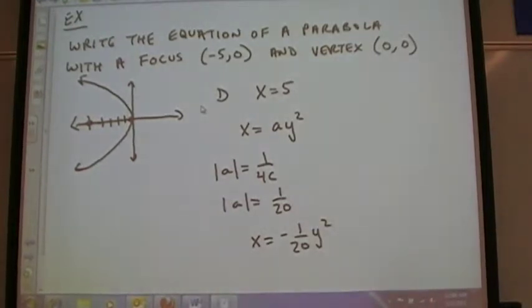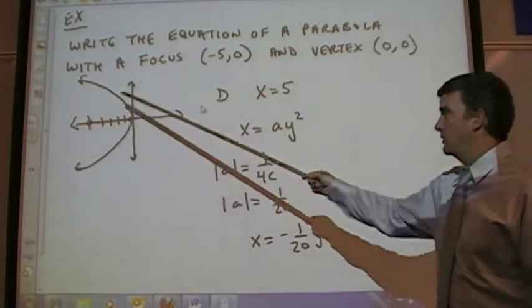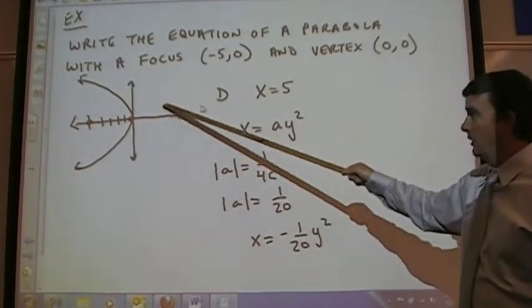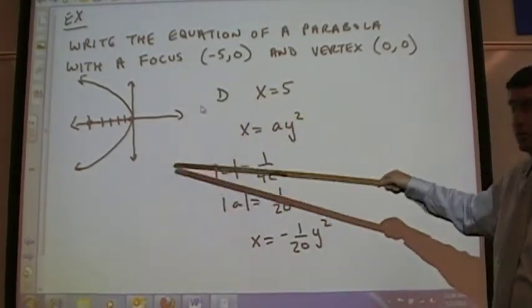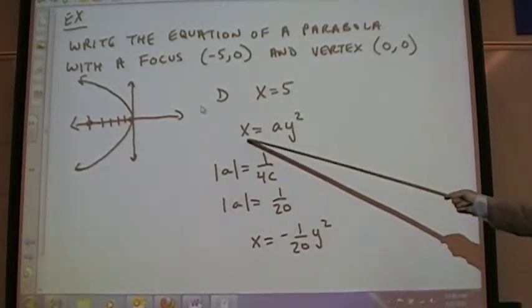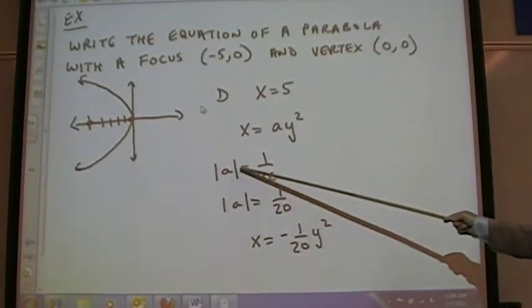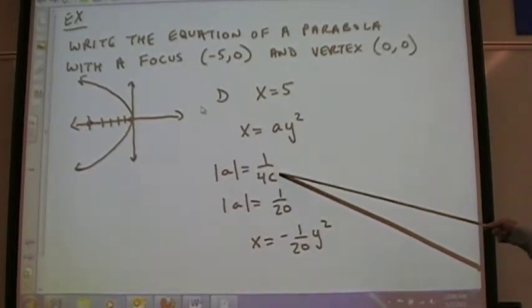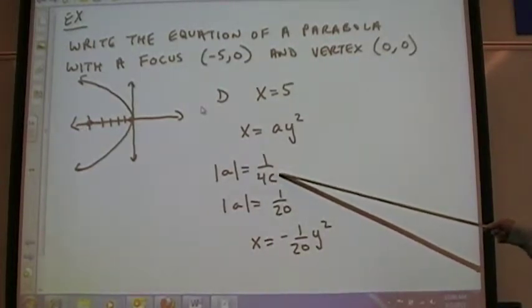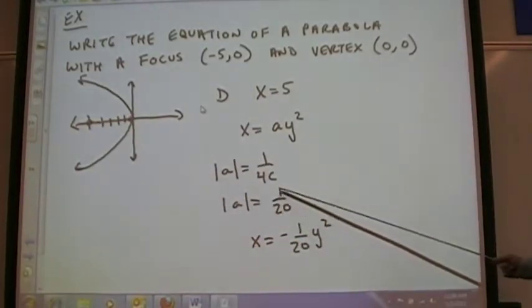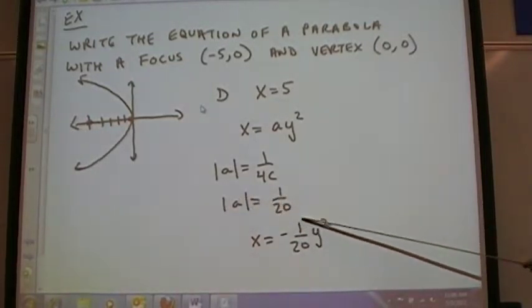Well, we got to find the equation. If the focus is (-5, 0), the directrix has to be what? X equals 5. It has to be over here. Vertical line, x equals 5. Okay, we know it's got to be in the form of x equals ay squared. I need to find a by using the formula from the previous page. Absolute value of a equals 1 over 4c. What is c in this case? Distance from the vertex to the focus is how many units? 5 units. So it's 1 over 20. So a is 1 over 20.